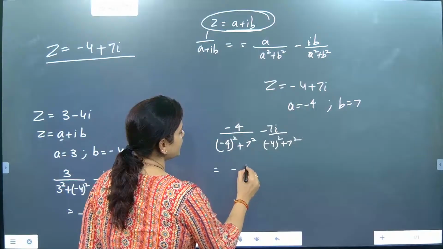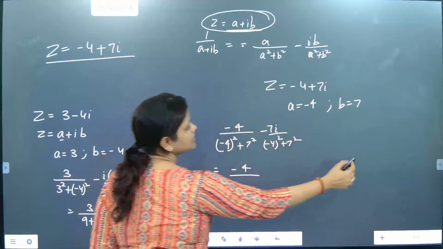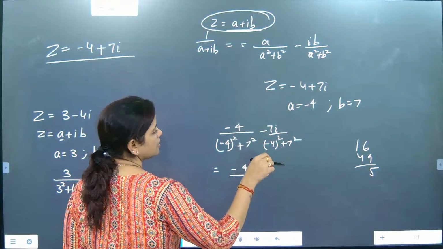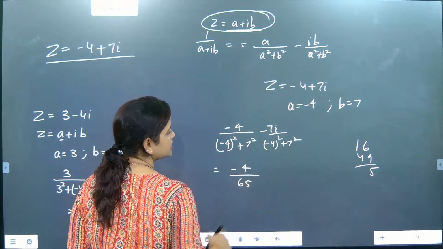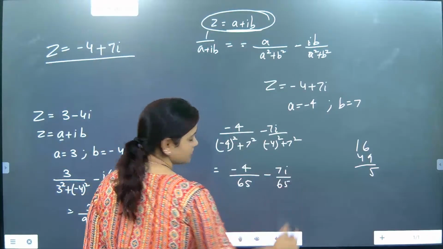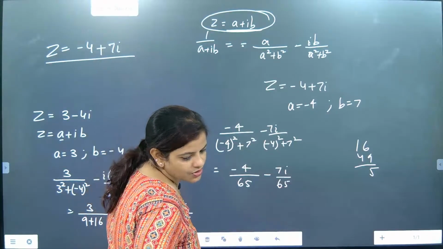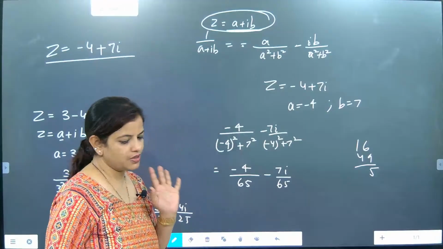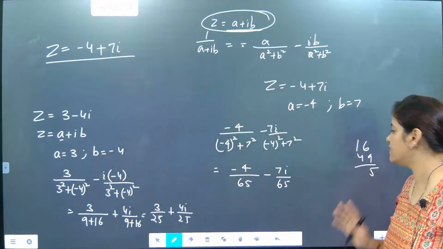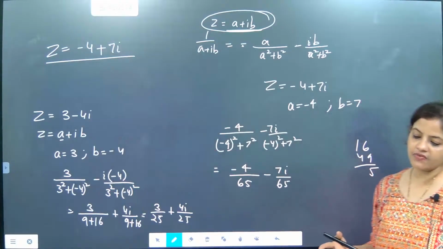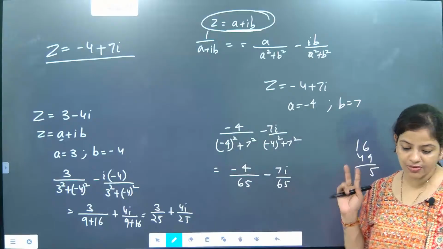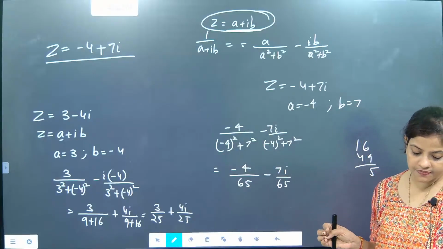So it is coming as minus 4, 16 plus 49. How much is it coming? 65. So 65, minus 7i by 65. That's it. Absolutely correct, Divya, Gagan, super. Very good. So I think you have understood the concept of multiplicative inverse. If any time the multiplicative inverse part is asked, I hope you will be able to do proper justification with the multiplicative inverse section.